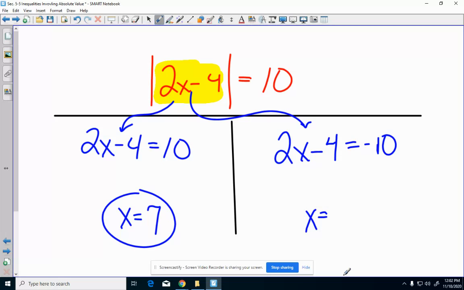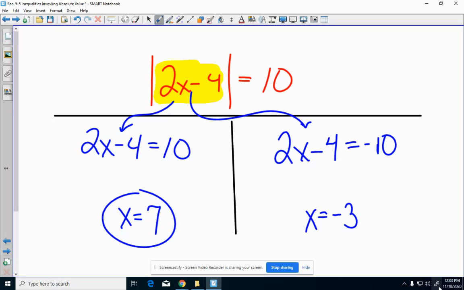Jack, I think you gave it to us. What did you give me? Negative 3? Because that's 2 times negative 3, that's negative 6, and minus 4 more, that's negative 10, right? If I graph that, what would it look like?